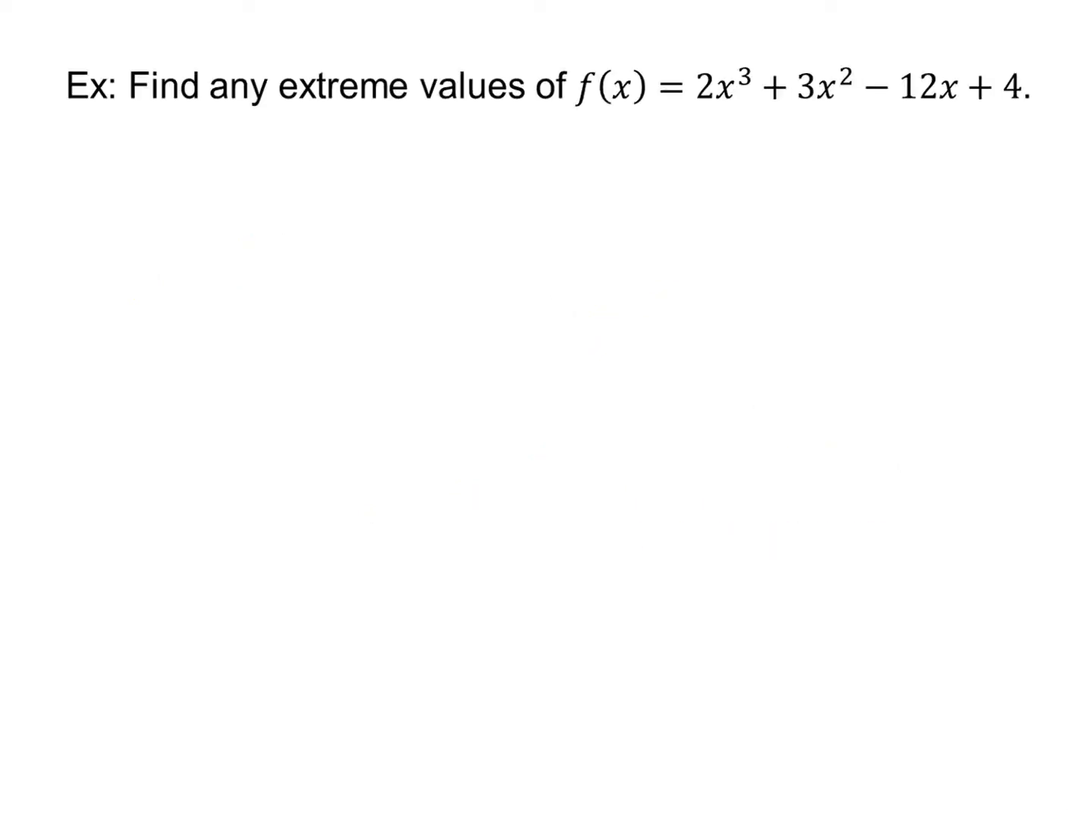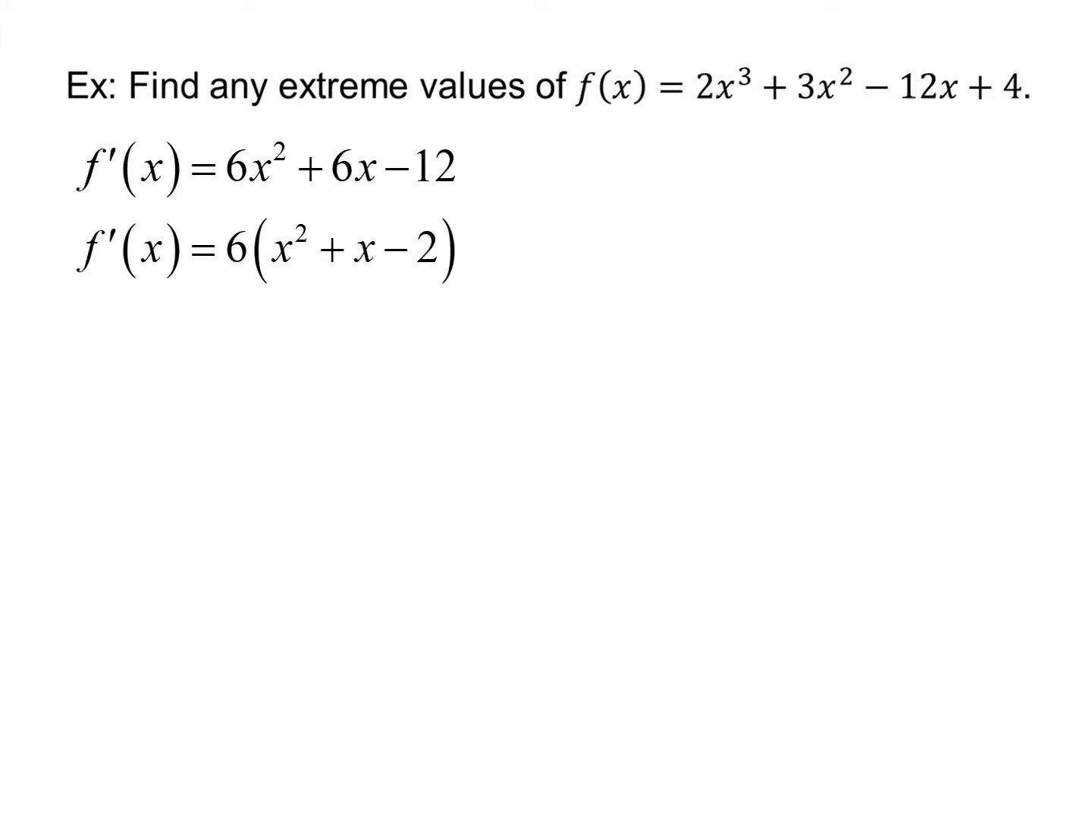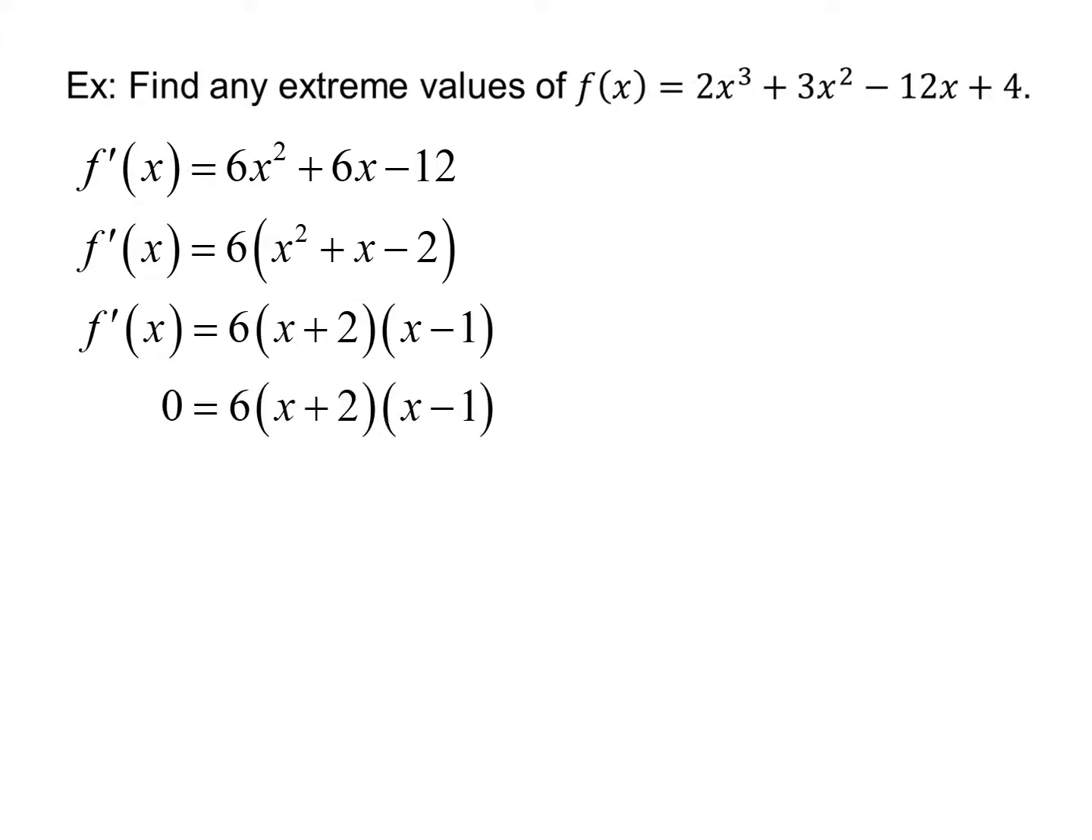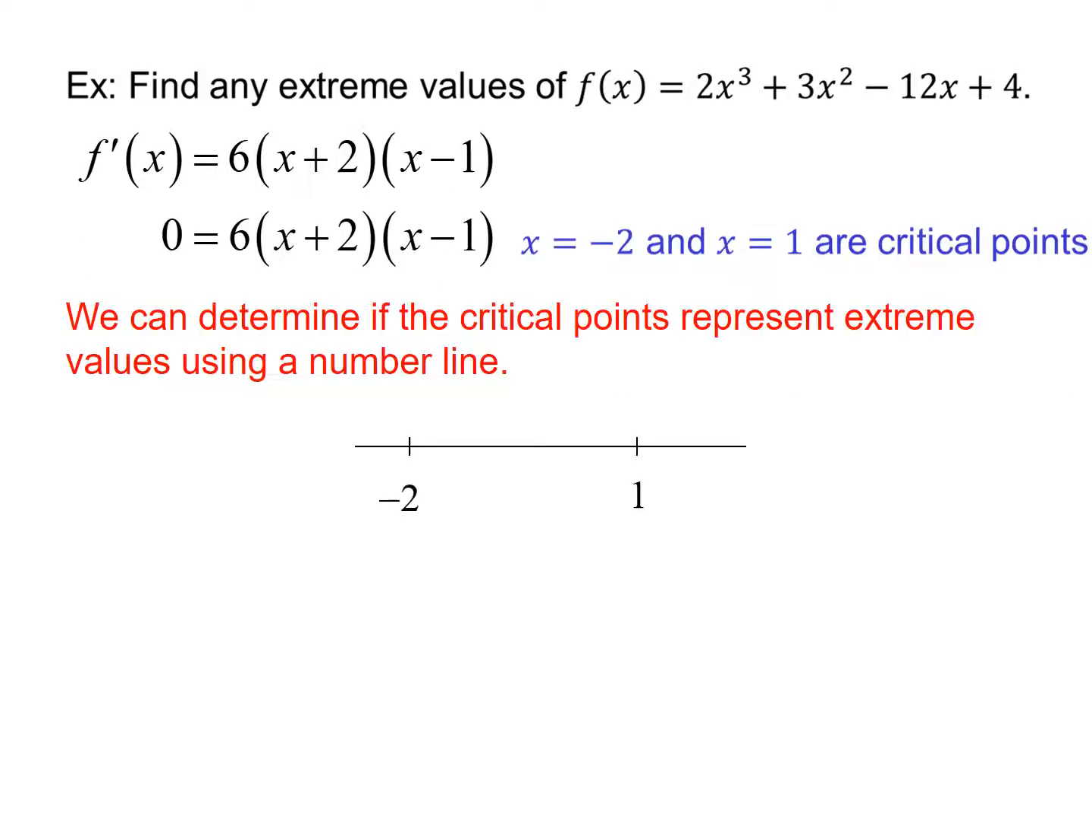Okay, let's find any extreme values for this function. So we should find the critical points because those will tell us where the extreme values could possibly occur. So we take the derivative, let's factor, and then we can set it equal to 0, and from the factored form we can see that we have critical points at -2 and +1.